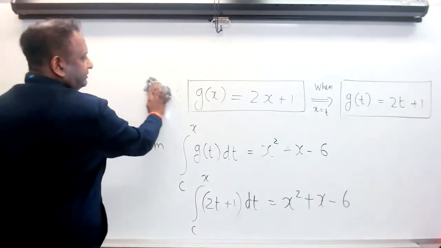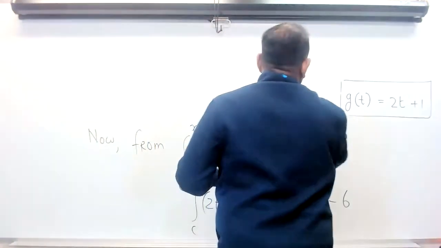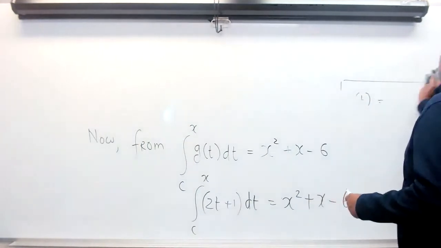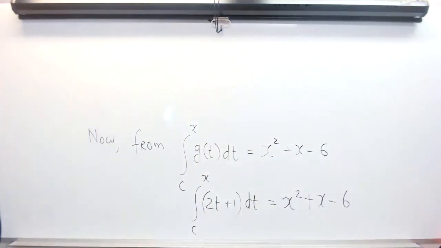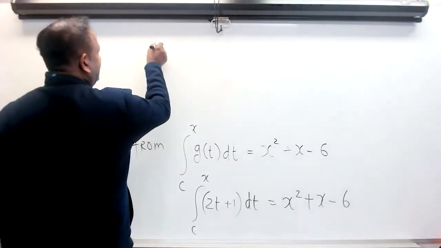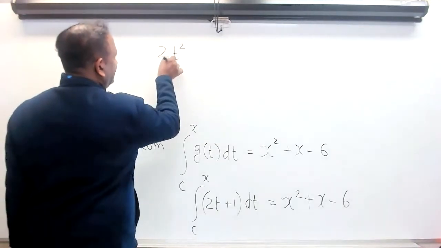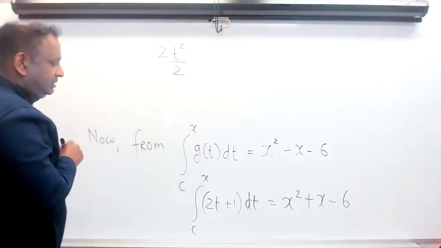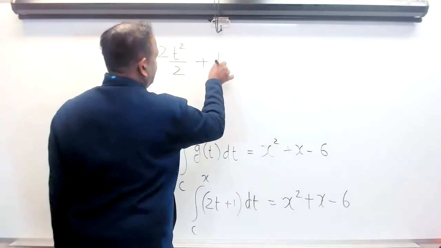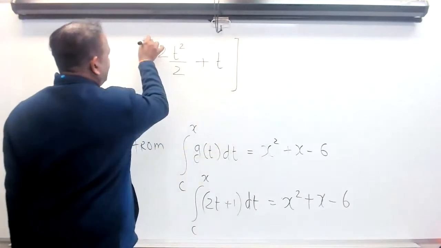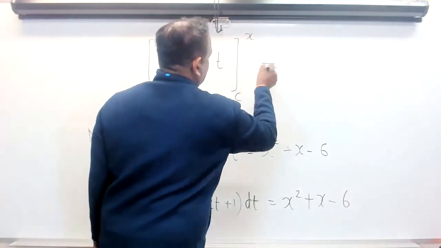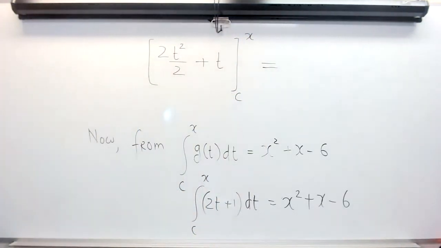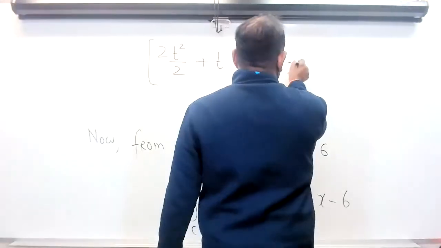Now I'm going to erase this one too. Okay. Then let's integrate on this side. If you integrate, t becomes t squared over 2 plus t, then we have to plug in the upper bound and lower bound on this side. That side, we're going to write whatever we have.